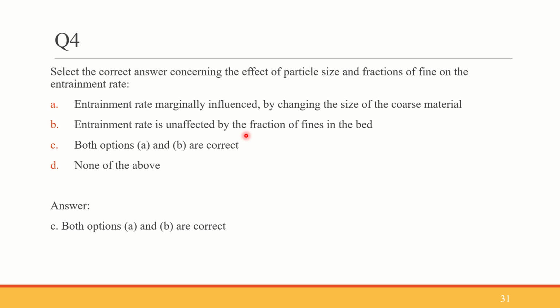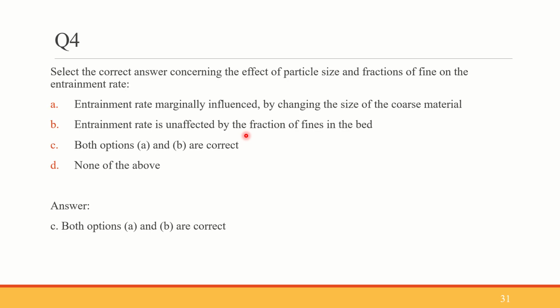C is the right answer, because entrainment rate is marginally influenced by changing the size of the coarse material. Yes, it is true. And the second one, it is unaffected by the fraction of ions in the bed. Like if ions are there, the chances of it getting entrained is there, but fraction of ions in the bed does not in any way influence the entrainment rate. So that is why the answer is option C.